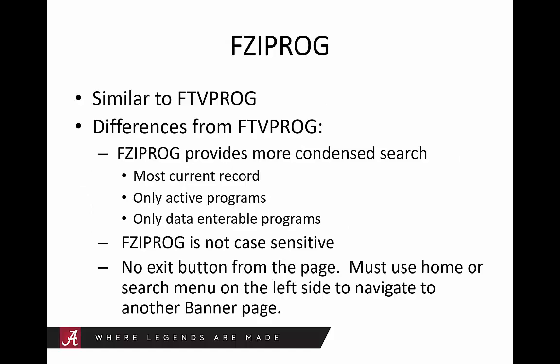Now let's take a look at FZIPROG, program code search. FZIPROG is similar to FTVPROG, however, there are some differences. FZIPROG provides a more condensed search for only the most current record, only active programs, and only data enterable programs. FZIPROG is not case sensitive. There's no exit button from this page, so you must use the Home or Search menu on the left side to navigate to another Banner page.